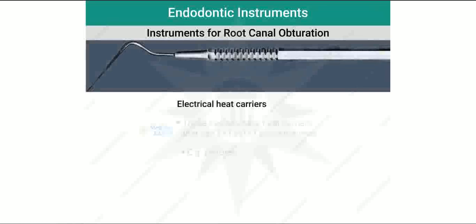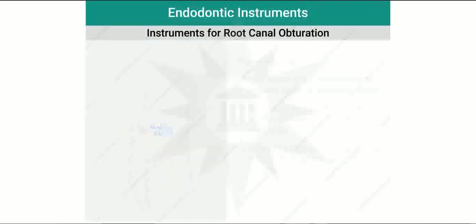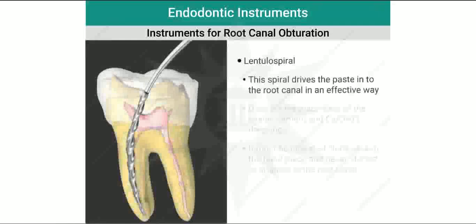And coming to lentulo spirals. These spirals drive the paste into the root canal in an effective way. They are used for the placement of sealer, cement or calcium hydroxide dressings. They must be operated clockwise in the handpiece and must never be stopped or started in the root canal.